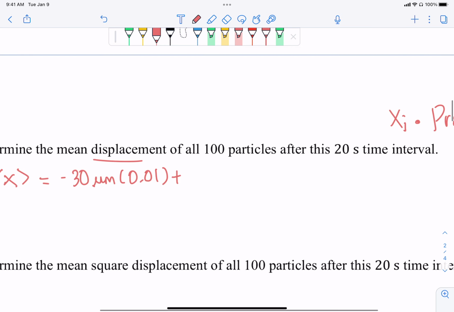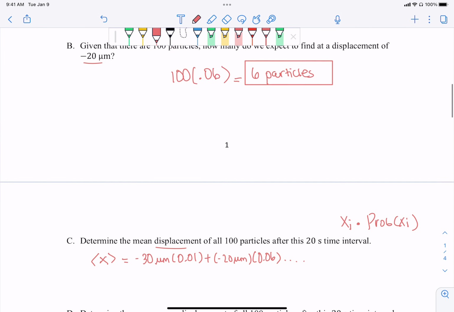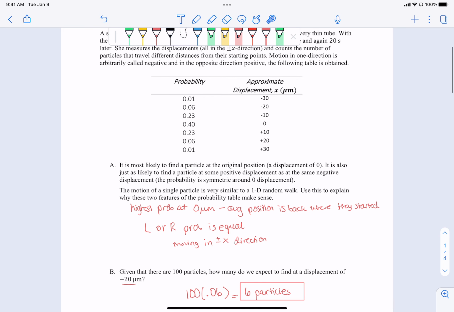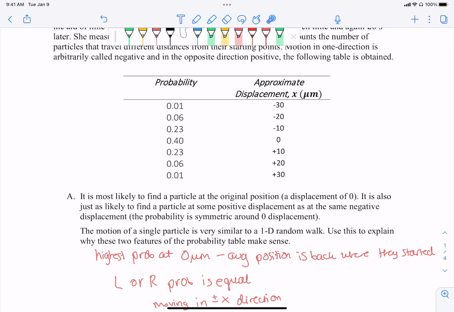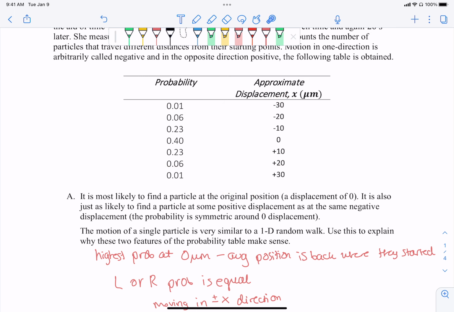Negative 20 micrometers, probability of 0.06, right? And so on and so on, right? So you keep doing that, and if you recognize the process, what's going on, right? We know that these values are symmetric around 0. So if I take negative 30 times 0.01, and eventually I'll add it to positive 30 times 0.01, well, those two will cancel out and become 0, right?